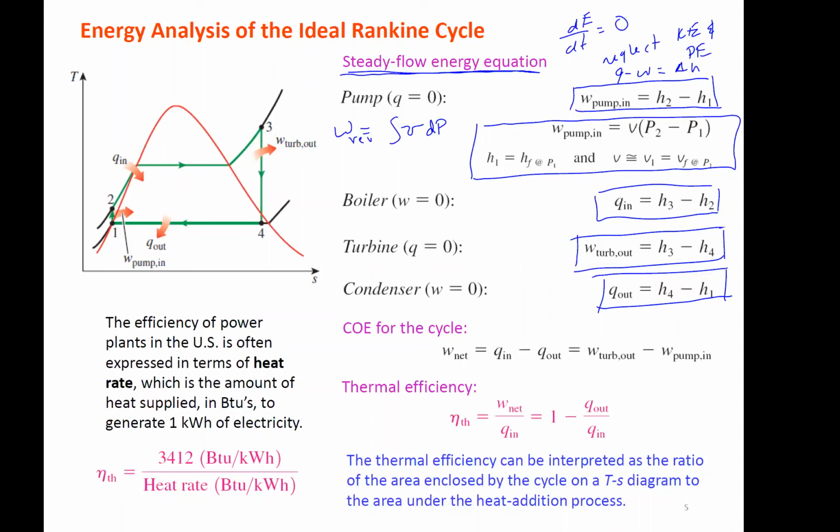In a piston cylinder device, the reversible work was P delta V, but in a steady flowing device, the reversible work is V dP. For a pump from 1 to 2, we can actually take specific volume out of the integral by assuming it's incompressible, and we just have V delta P. So we'll utilize this equation a lot for the pump.